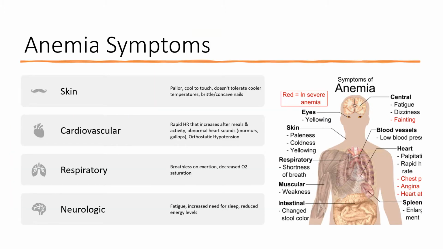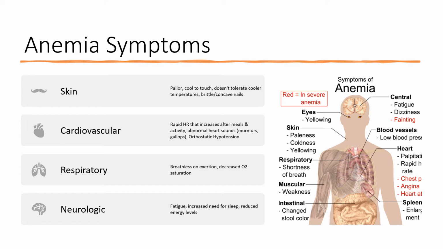So what does anemia look like? There's multiple different realms of anemia, but the basics of anemia I have here on your left-hand side. Usually the skin is very cool to the touch. They don't tolerate cooler temperatures because they're already quite cool. They have brittle or concave nails, and they're very pale.